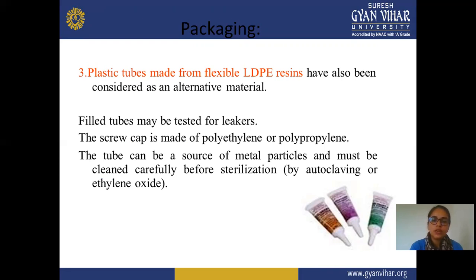Next, the screw cap is made of polyethylene and polypropylene. The cap can be a source of metal particles, so it must be cleaned carefully before sterilization by autoclaving and ethylene oxide. This means not only the formulation requires sterilization; besides your tube and formulation, you should also sterilize your cap with the help of sterilization techniques of autoclaving as well as the gas technique, in which ethylene oxide is used. Steam sterilization and gas sterilization are mainly used, and these caps are made up of polyethylene as well as polypropylene material.